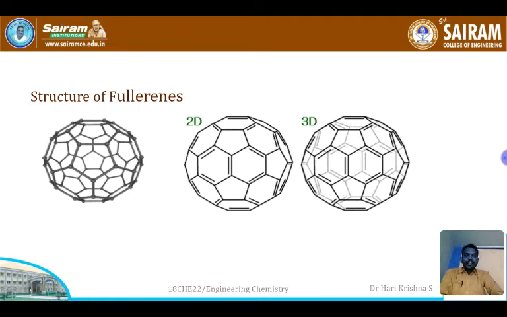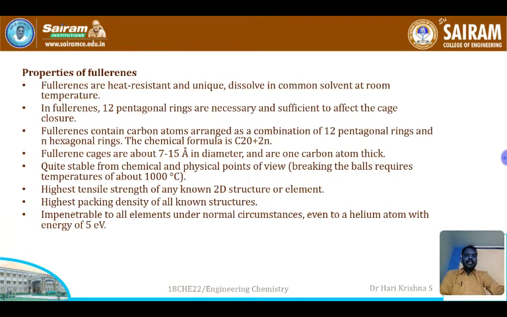Next, let us see the properties of fullerenes. Especially we are focusing only on C60, but a few properties are common for all fullerenes. Fullerenes are heat resistant and unique. They dissolve in common solvents at room temperature. In fullerenes, 12 pentagonal rings are necessary and sufficient to effect the cage closure. So fullerenes contain carbon atoms arranged as a combination of 12 pentagonal rings and hexagonal rings. The chemical formula of fullerene is C20+2n. Actually, we have formulae for alkanes, alkenes and alkynes. Similarly, we have a formula for fullerenes: carbon 20 plus 2n.